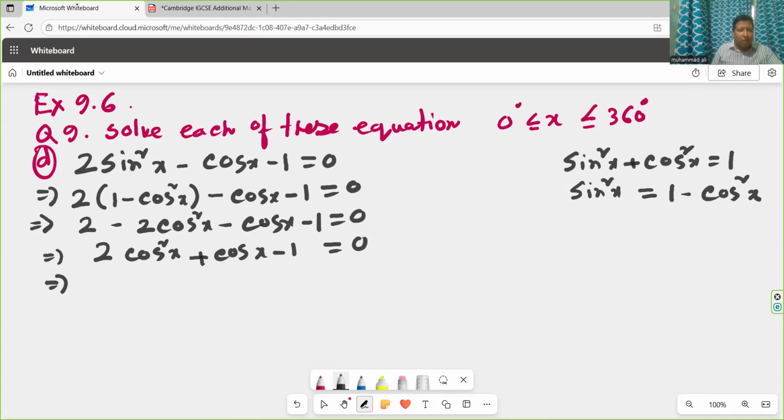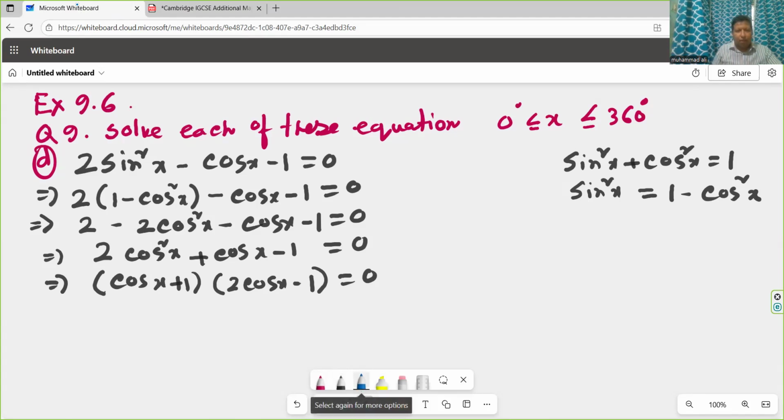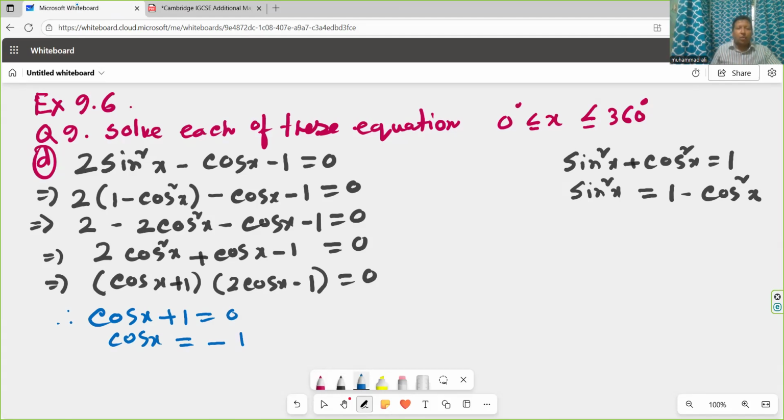If we do factorization, we get 2 factors here. One is cos x plus 1, another is 2 cos x minus 1 equals 0. Therefore, cos x plus 1 equals 0, so cos x equals minus 1. You have to remember, for cos x and sin x with values plus or minus 1 and 0, to find the value of x we have to depend upon the graph.